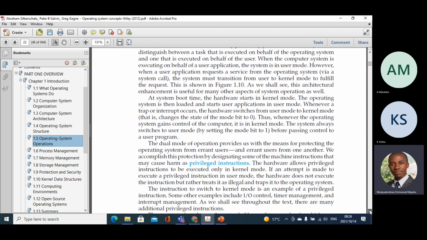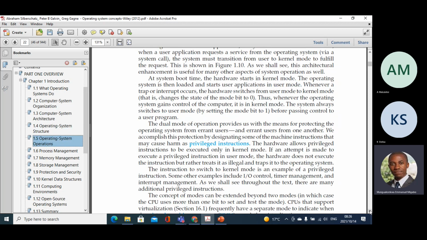So the instruction to switch to kernel mode is an example of a privileged instruction. Some other examples include input-output control, timer management, and interrupt management. Those are some of the instructions that are privileged because they can only be executed in kernel mode.